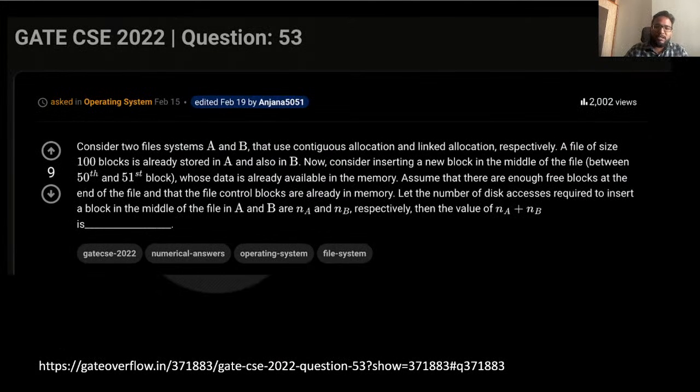Okay. So what they're saying is that consider two file systems A and B. What does a file system mean here? File system means maybe FAT, maybe index, maybe contiguous, like that, right? These are all just file systems. So they are saying that two file systems A and B use contiguous allocation and linked allocation. So there is A which is using contiguous allocation, and there is B which is using linked allocation.